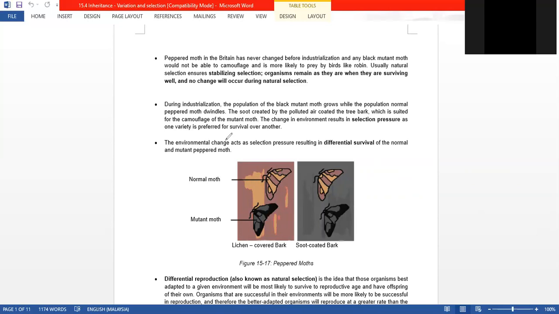So the peppered moth population before industrialization was roughly 90% peppered moths and only 10% black moths. Why? Because the black moths, when they rest on the bark of the tree, cannot camouflage themselves, but peppered moths can. So the black moths are seen by birds, the robins. The robins will pick on them and eat them. So when they are eaten before adulthood, they don't have the chance to reproduce and pass on the black genes to their offspring. So the population for black is very low. Then there are some environmental changes.